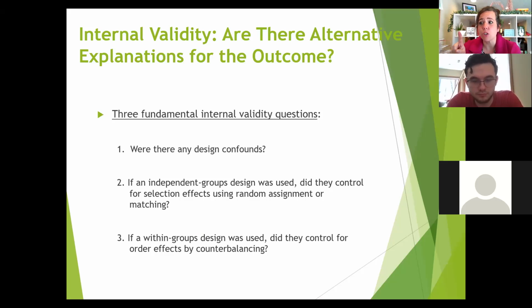If you decided to use an independent group design, which again, for our study, we're not doing that, did you control for selection effects by using random assignment or matching groups? And then if you had a within group design where maybe you had a repeated measure, did you control for order effects by counterbalancing? So those are the 3 questions that you really want to check into for internal validity, to make sure that you have a sound study.